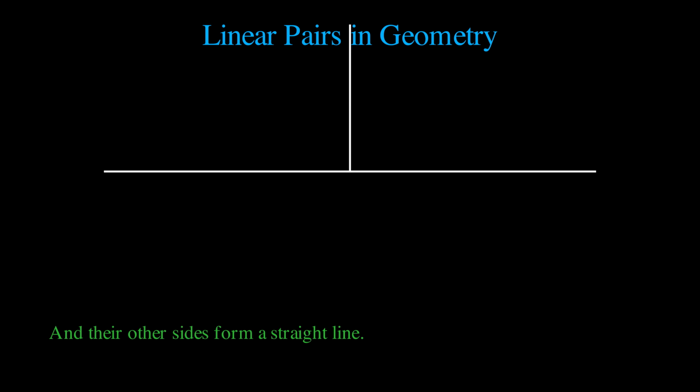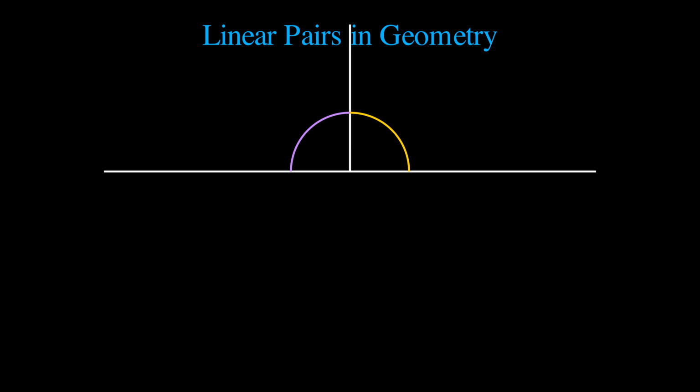Here we see a straight line and another ray coming out from the same point. This creates two angles right next to each other. These two angles share one side, and their other sides form a straight line. When two angles form a linear pair, their measures always add up to 180 degrees. So linear pairs are always supplementary angles.